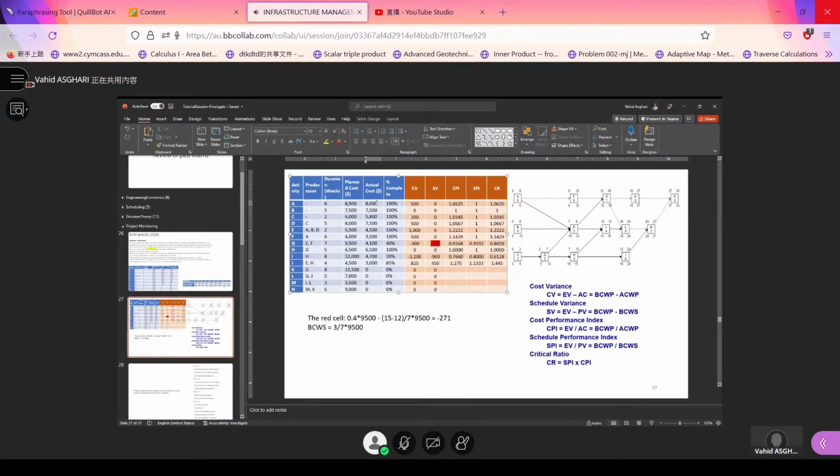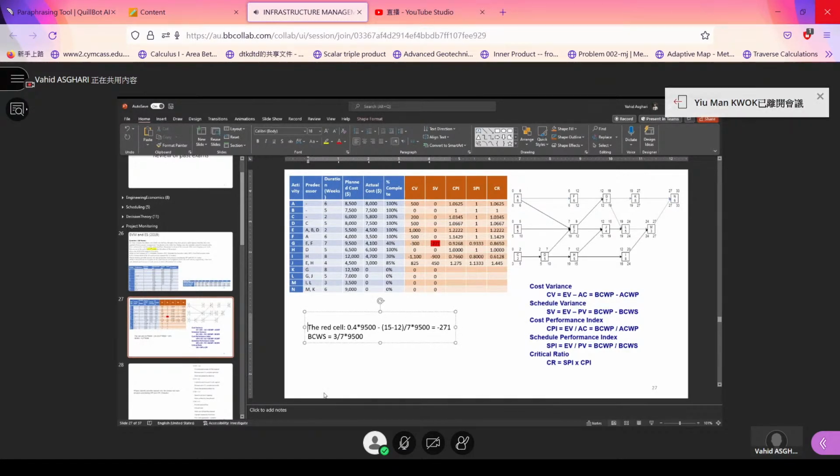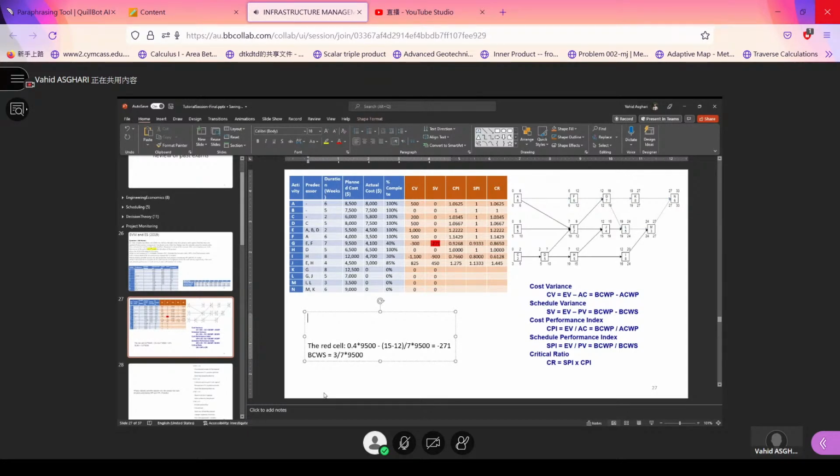Nothing real serious, right? But what about, for example, activity G? How can we find this minus 300? Can anybody tell me how we can find it? For activity G, 40% of the work is completed. So the EV will be equal to 4 times 0.4 times 9,500, right? How much will it be?